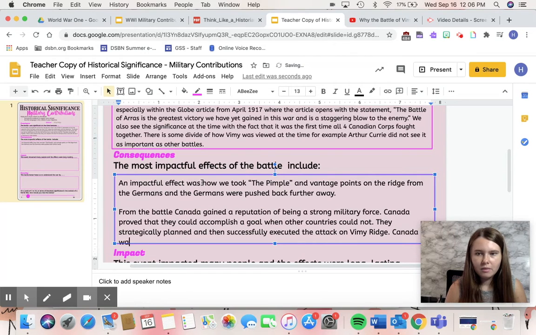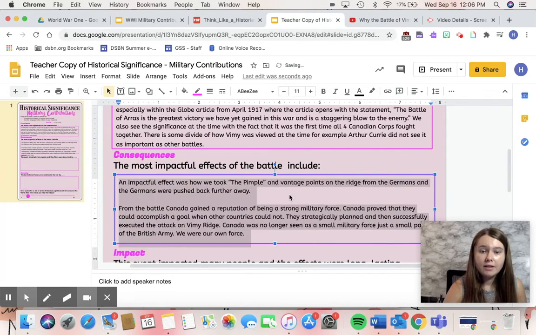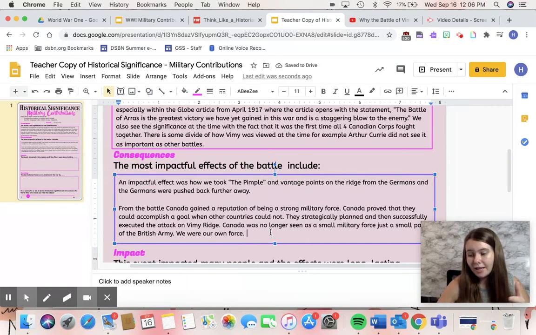Canada was no longer seen as a small military force, just a small part of the British Army. We were our own force. So that is the effect we see, or two effects. There are others that you could talk about as well. We could look at the impactful effects of deaths and casualties, but we're going to look at that a little more in depth in general.